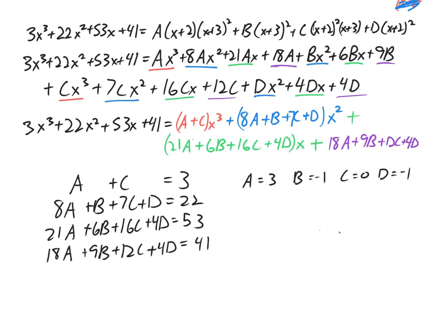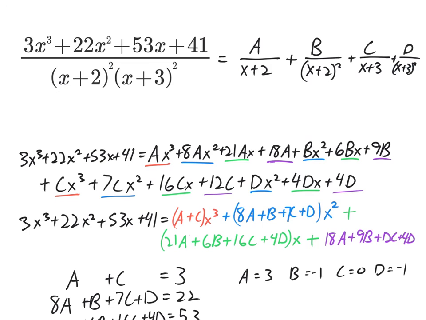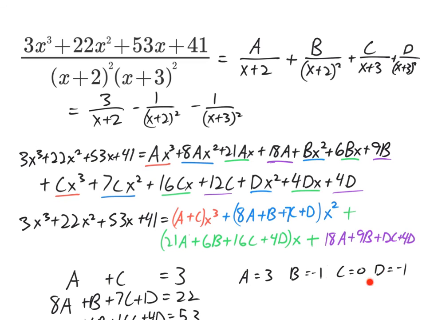So if I look back up to the original, and I use this information right here, you end up getting that this equals 3 over x plus 2 minus 1 over x plus 2 squared, and then minus 1 over x plus 3 squared. And since C is 0, I'm not going to have this term right here. So there's your answer.